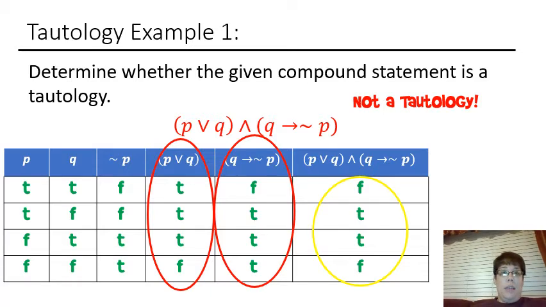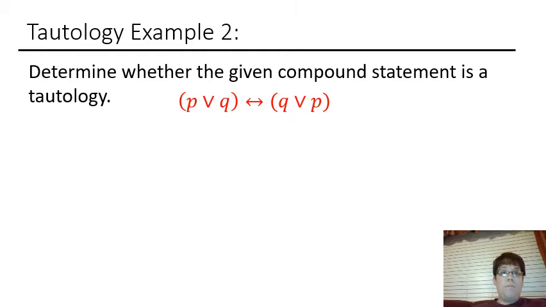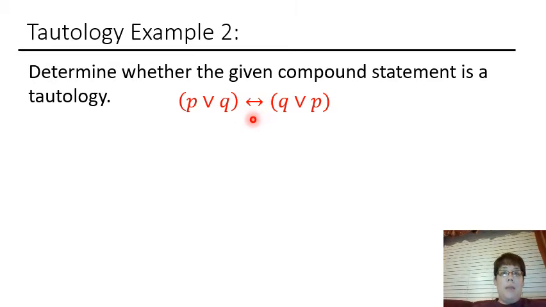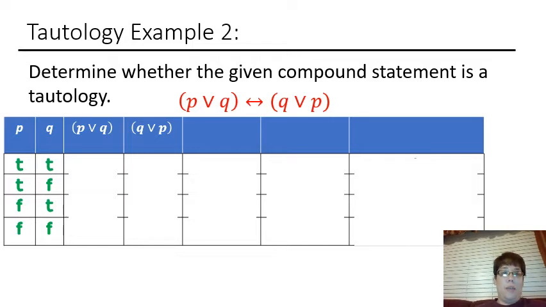Okay, now let's look at another example. So here's another example, and this is called a biconditional statement. Basically, you have to prove that this first set implies the second, and then you have to turn around and say that this second set implies the first set. And so that's what we're going to have to prove here. So let's set up our truth table.